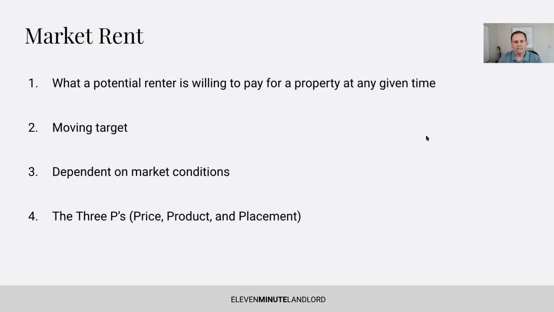So market rent is what a potential renter is willing to pay at any given time, and that can change. It's a moving target. Just because it rents for one amount in January doesn't necessarily mean that it will rent for the same amount 6 months or 8 months down the road. It could be less, it could be more, but it is a moving target. That price depends really on the market conditions and of course the three P's: the price, the product, and the placement. All those things affect the market rent.